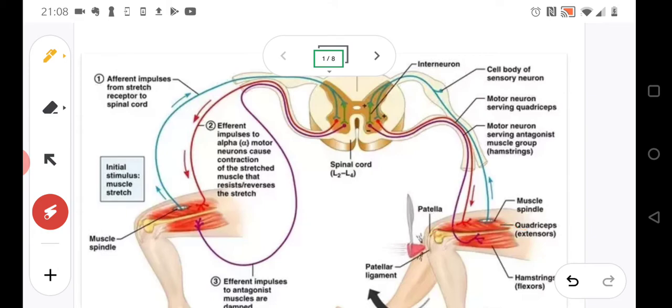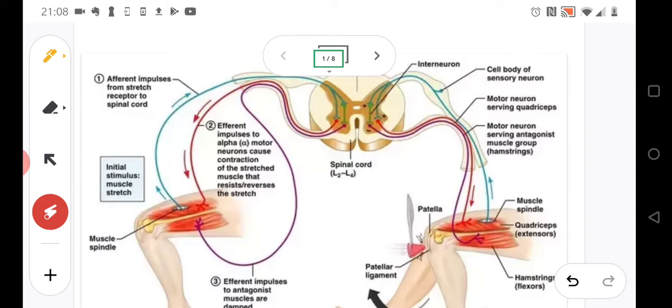So by hitting here with the hammer, we are sending information to the quadriceps receptors that it gets elongated. So the quadriceps then contracts. What happens when the quadriceps contracts? Our leg, our knee extends. And this is the effect of this examination, when everything is okay with this route.